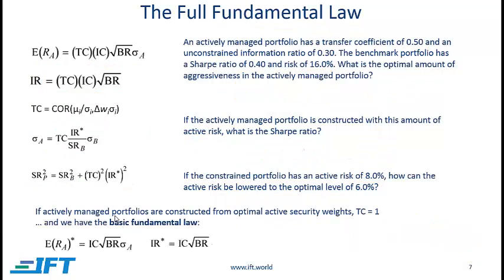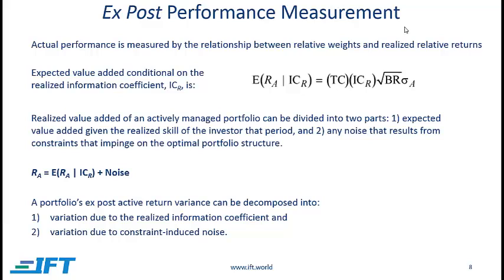Now, at times you might see this term, the basic fundamental law. If actively managed portfolios are constructed from optimal active weights, in other words, there are no constraints, then the transfer coefficient will be 1, and in all our expressions here, this TC is 1, which means that the expected return simply is the information coefficient times the square root of breadth times the active risk. Whenever you see the star, that implies that we are using the optimal weights, and the information ratio then becomes this expression.